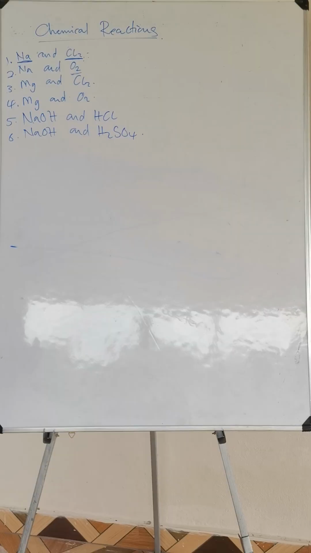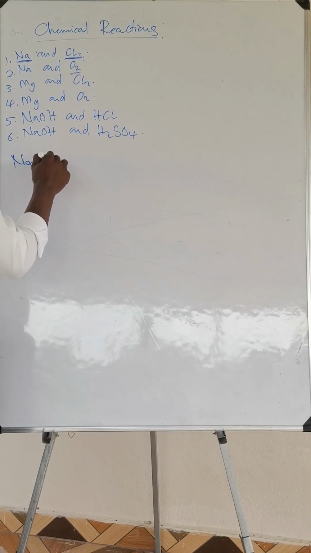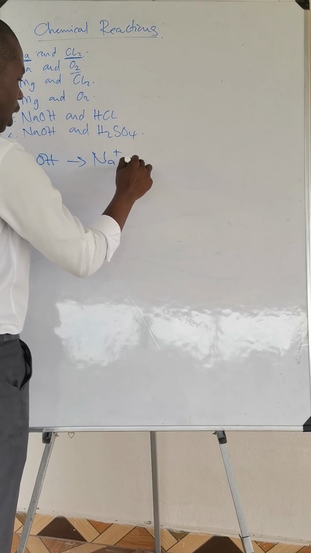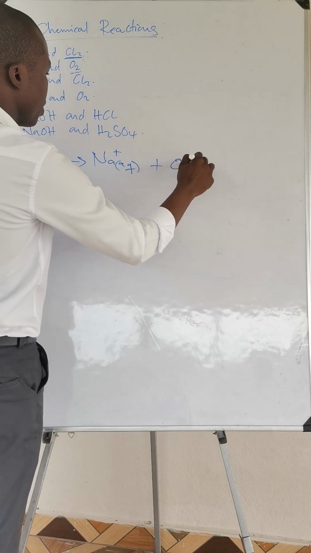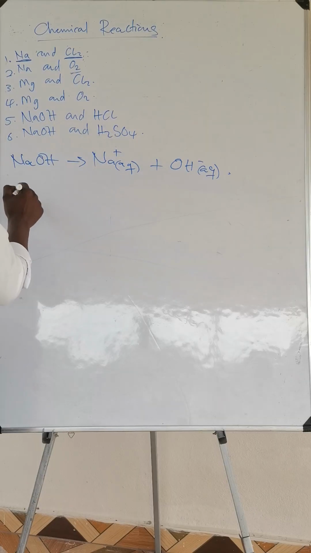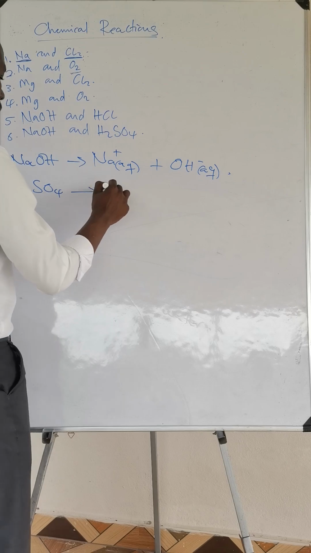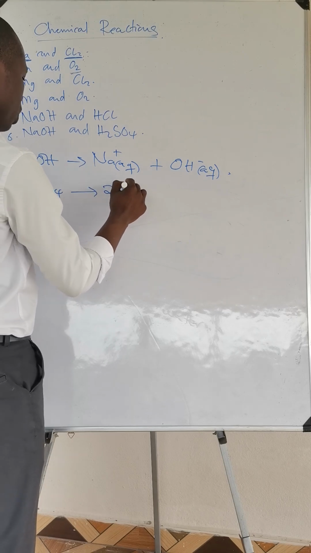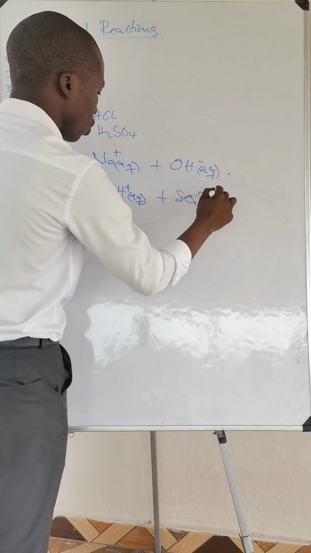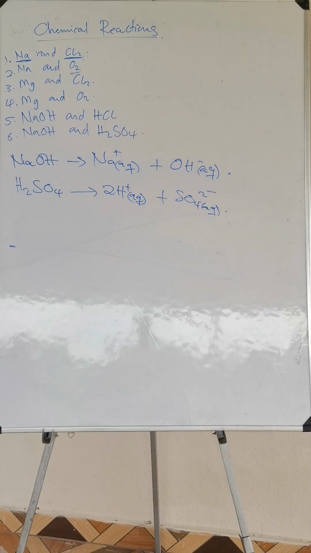Okay, so let's move to the last question, which is number 6. We just do the same thing. We decompose this one, put it in water, so sodium hydroxide breaks down to produce Na+ aqueous plus OH- aqueous. Again, if we put H2SO4 in water, it breaks down to produce 2H+ aqueous plus SO4 2- aqueous.